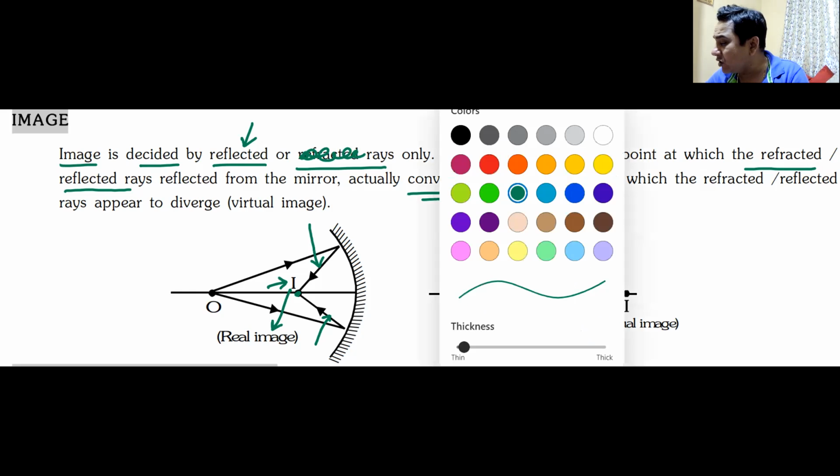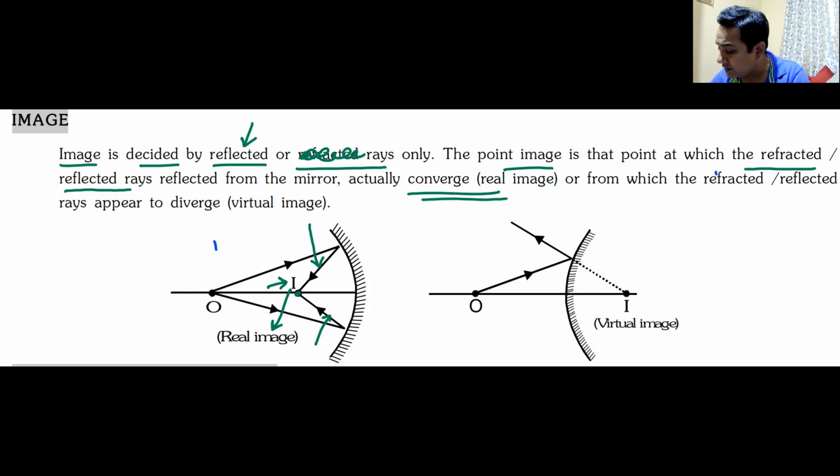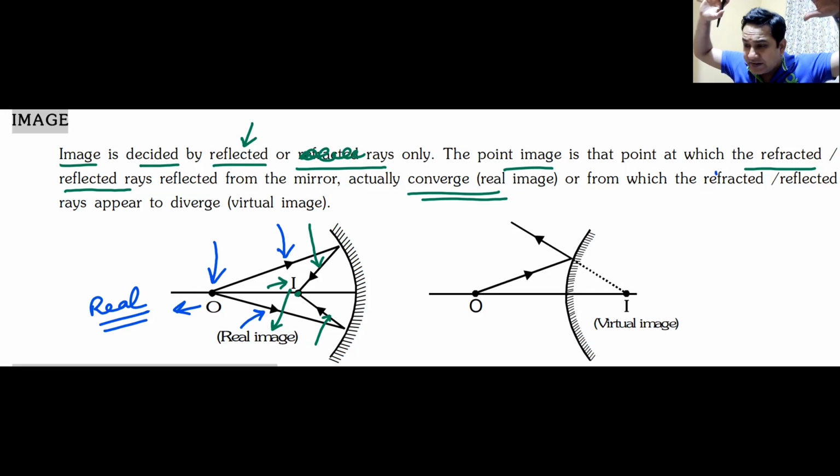What can you say about the object? I'm pointing to the object. This is the object. These are the incident rays, which are denoted by blue. What type of object is this? Is this a real object or is this a virtual object? One for real, two for virtual. One. So this object is real, and the image it creates is also real. Do we understand this? Now look at the second diagram.